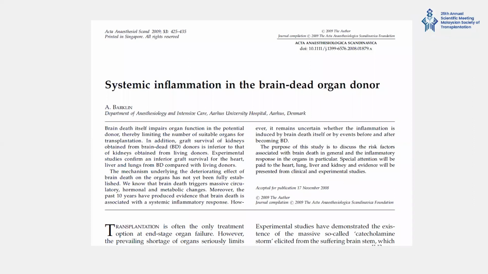So in this article, which has been cited a lot of times, more than 100 times, this is the common paper that almost all the expert consensus will cite, which is the review article and research by Anne Barklin. She has shown that there is a very high upregulation of systemic inflammation and release of pro-inflammatory marker cytokines in the brain dead organ donor.